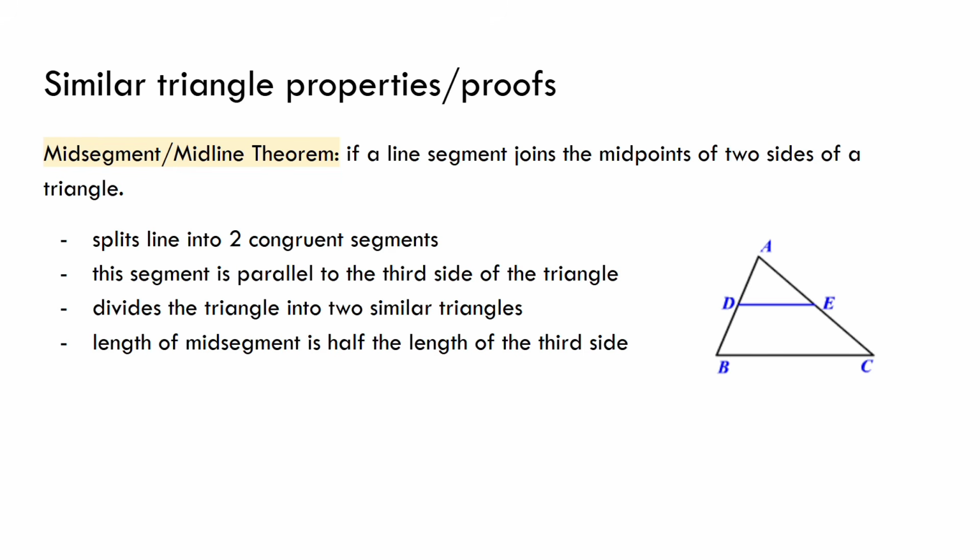So the midsegment or midline theorem basically is when a line segment joins the midpoints of 2 sides of a triangle. So if this is the midpoint, that means that these are congruent to each other and these are congruent to each other. So it splits the sides into 2 congruent segments, and this segment is parallel to the 3rd side of the triangle. And it divides the triangle into 2 similar triangles, and the length of the midsegment is half of the length of the 3rd side. So DE is half the length of BC.